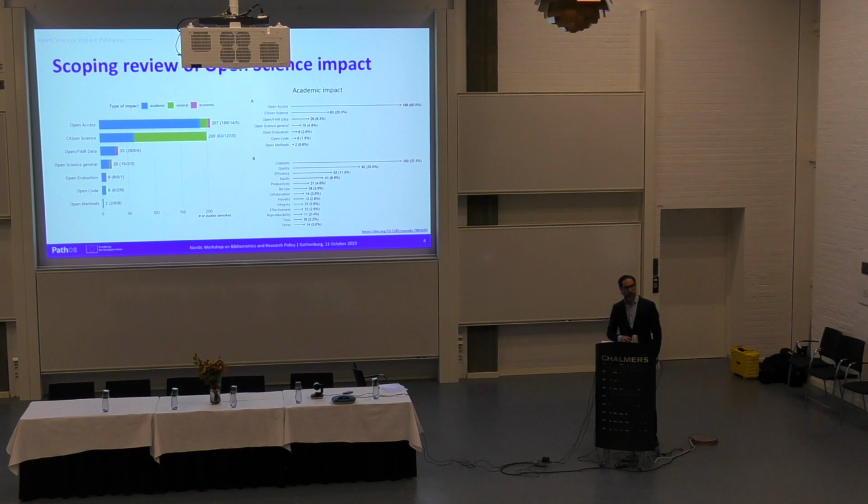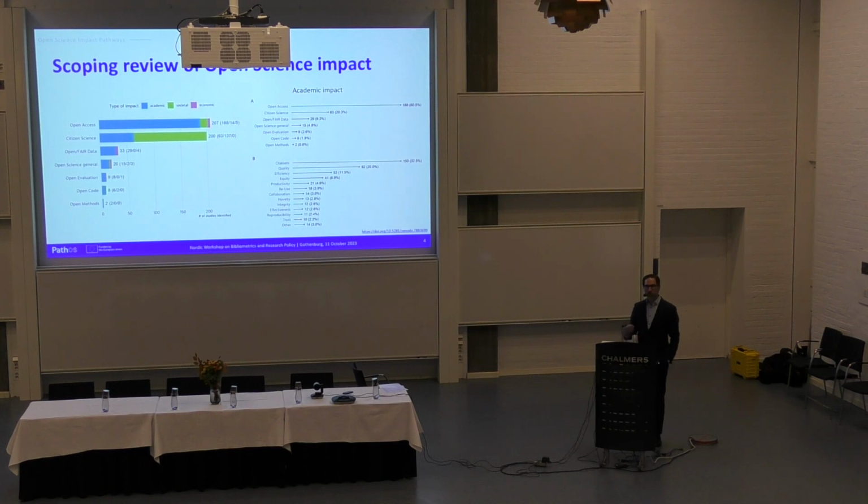So let's start with the scoping review that we did of open science impact. In total, we screened somewhere between 4 and 5,000 publications, of which ultimately some 300 or so ended up in the scoping review of open science impact. And here the inclusion criteria were really specifically about whether the study addressed a particular impact of open science, right?